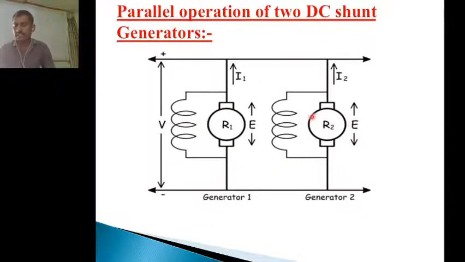How can we say that these are DC shunt generators? In DC shunt generators, the field winding and the armature are both connected in parallel. That's why the generator is called a DC shunt generator. Such a generator is connected in parallel with another DC shunt generator. So this is the connection for the parallel operation of DC shunt generators.